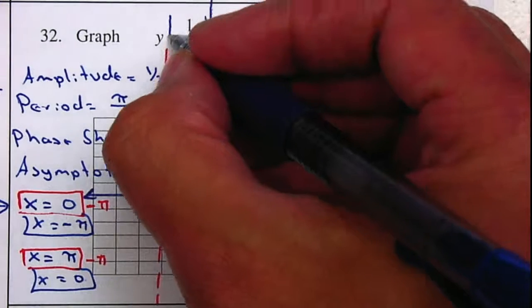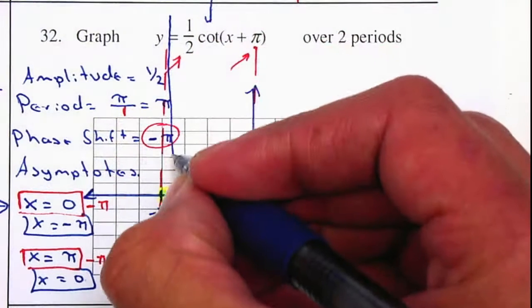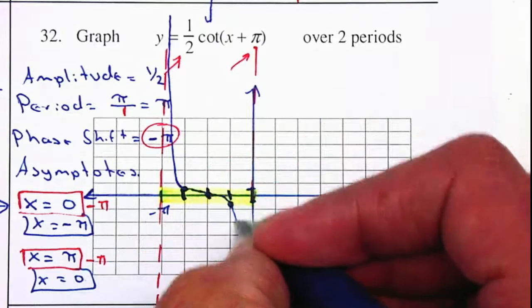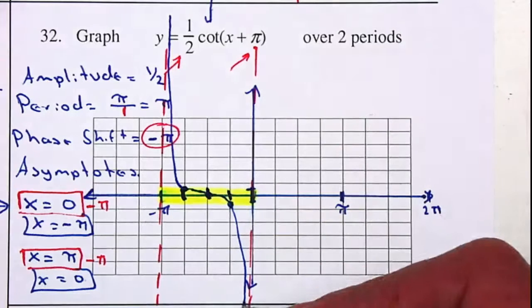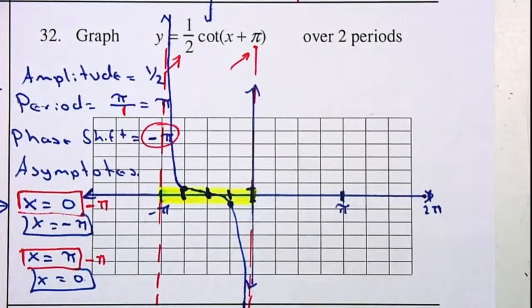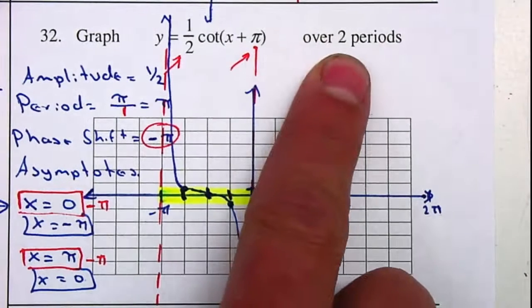So we're going to come down, make a quick turn, and come back down. It's getting closer and closer to the asymptote, but it's not touching. That is the first period. I wanted to do another period.